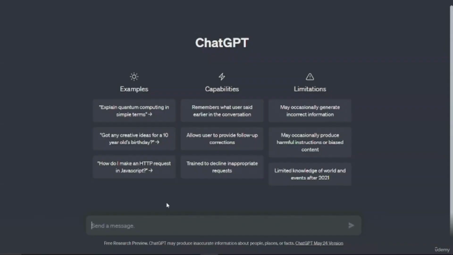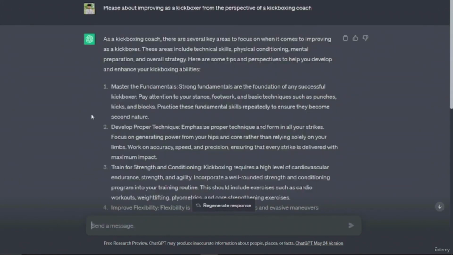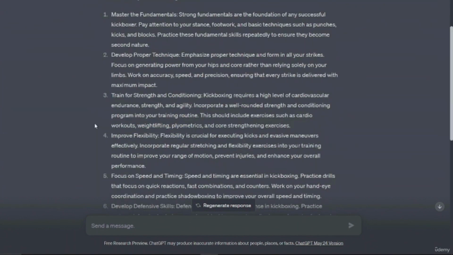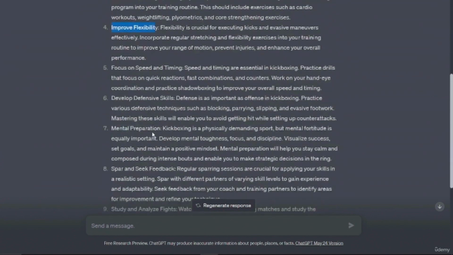Starting with the first example, which will be a singular perspective, we'll type in the formula: please write about the topic from the perspective of a viewpoint, and we already know our topic, which was kickboxing. As you can see, it has given us a complete, detailed version of kickboxing from the perspective of a kickboxing coach, covering mastering the fundamentals, training for strength and conditioning, and improving flexibility. Those points are very much coach oriented.